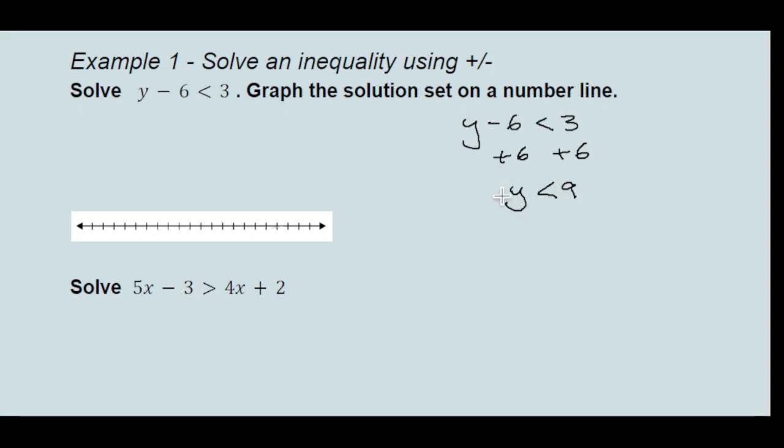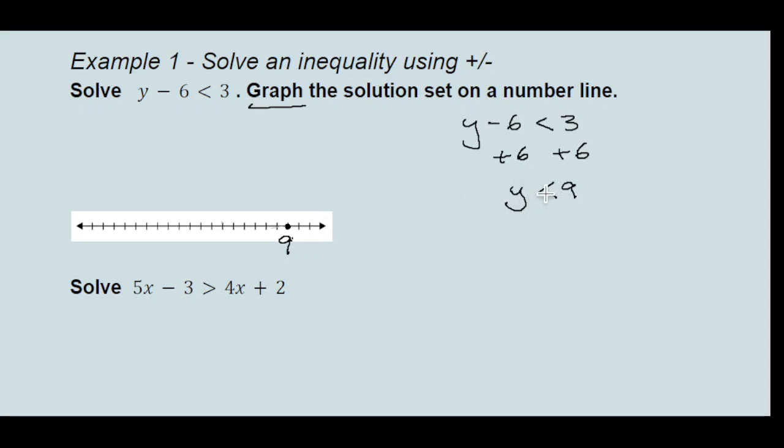The next step is we have to graph the solution set. So y is less than 9. That means you're going to have an arrow going this way, because you're talking about numbers that are less than something. Think about how a number line is set up. When it's less than, it's going this way. You'll put your number over on the right somewhere. So I'm going to put my number right here. We're going to call this 9.